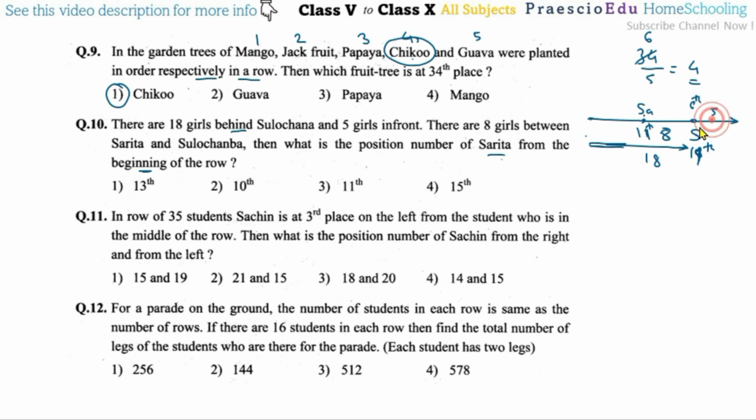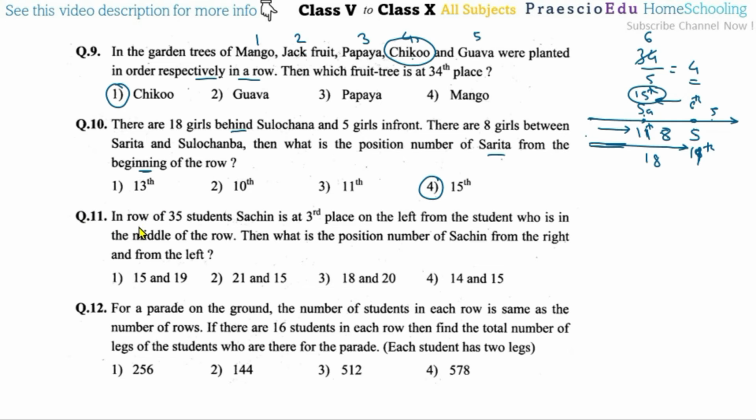So this 5, and this sixth place is Sulochana's place. So 6 plus 8 is 14. So before Sarita there are 14 girls, and Sarita is the 15th from the beginning, and 11th from the end. But since it asks about the beginning, 15th is the correct position. 15th is given in option number 4.